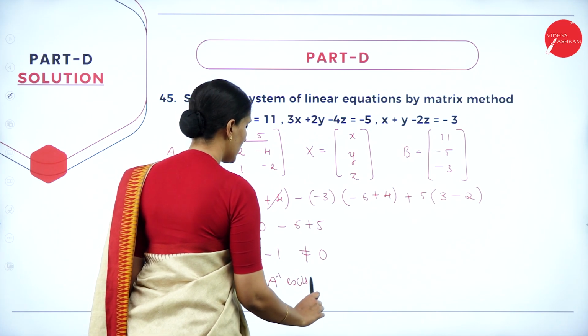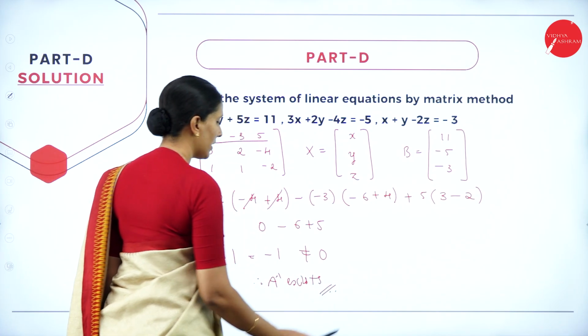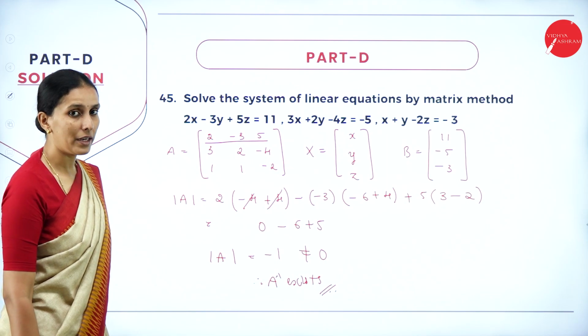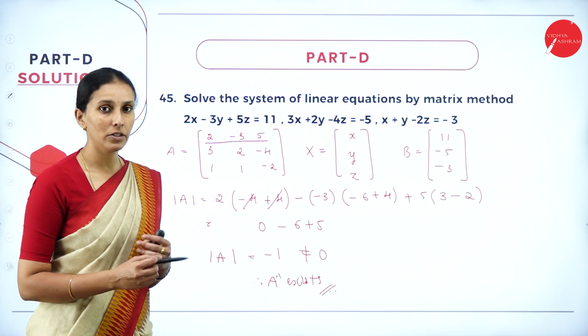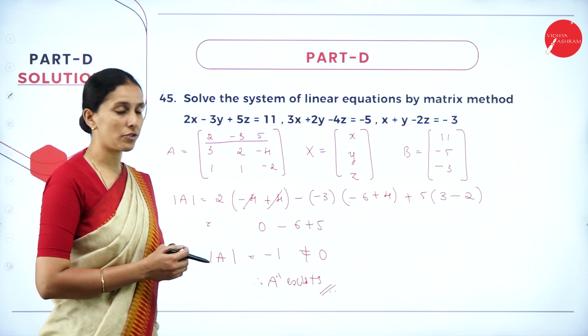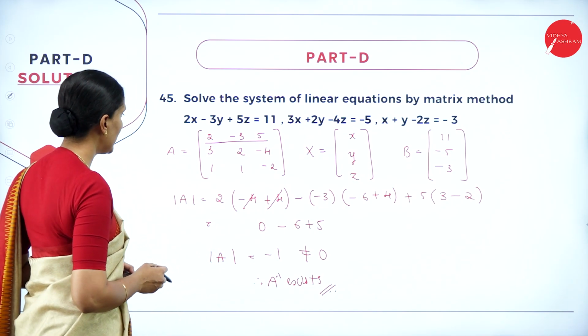So once we find the value of the determinant A, next we are supposed to find the adjoint of the given matrix. Adjoint of the given matrix is nothing but the transpose of the cofactors of a matrix. So now let's write the adjoint A.